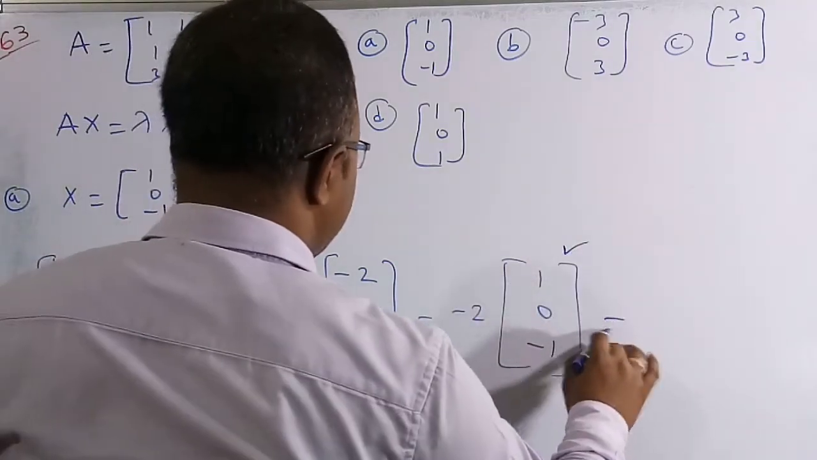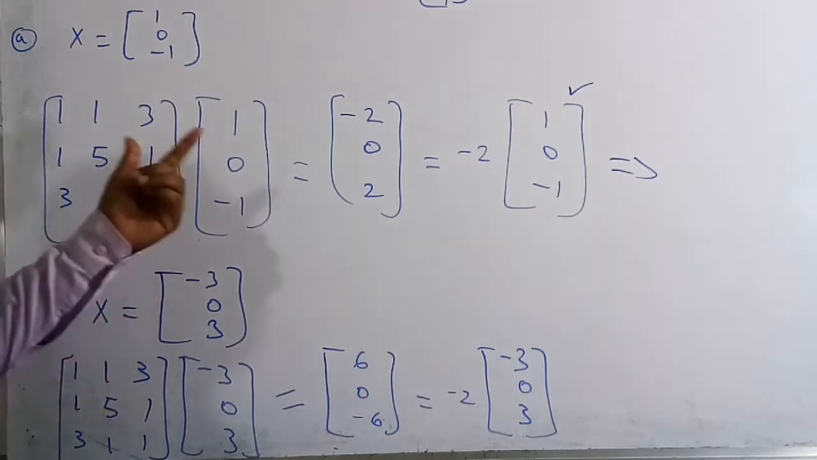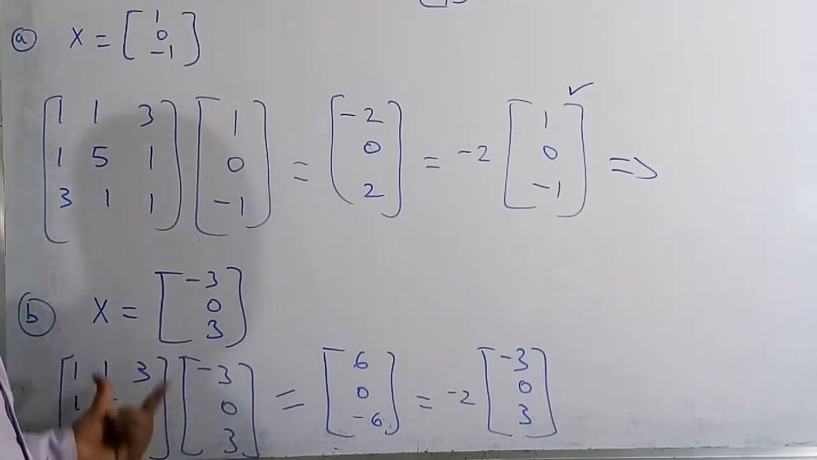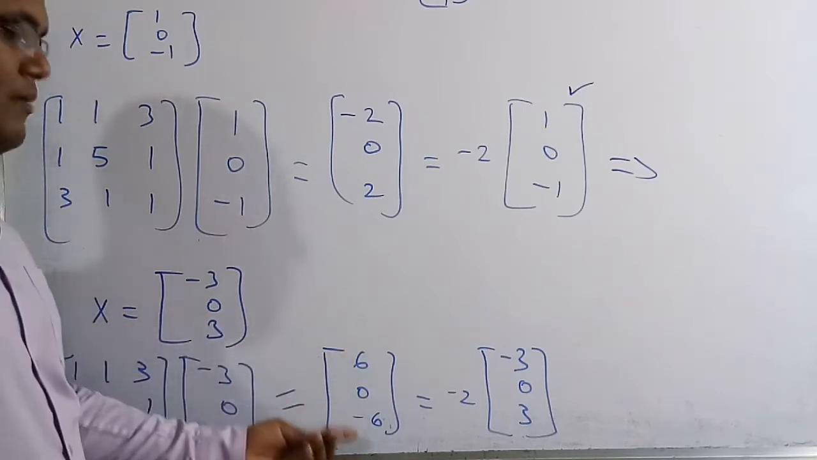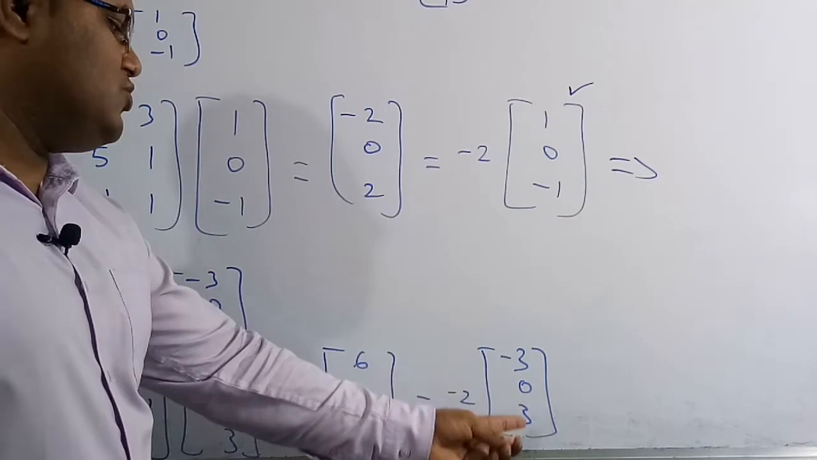So this is called the eigenvector. So let me check option B. But x is equal to minus 3, 0, 3. Same, A into x, if you do the product of A into x, we are going to get 6, 0, minus 6. So if you take minus 2 as common, we are going to get minus 3, 0 and 3.